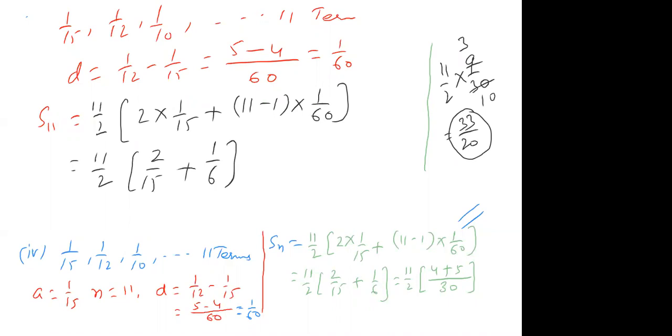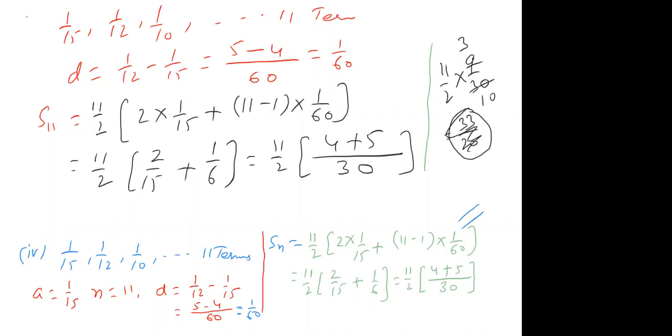Now take the LCM here. You can take 30, or if you take 90 the answer will be the same. The answer will not change. So the LCM is 30. So 4 plus 5, so 9 by 30. Understood now?